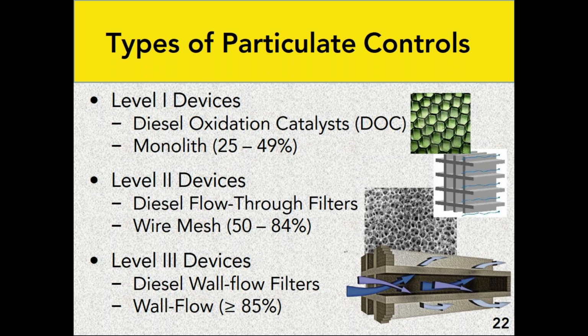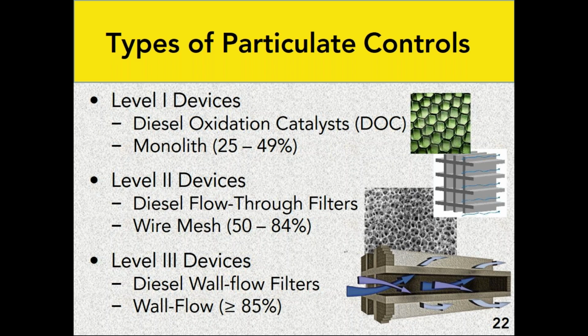So the level ones were the easiest, simplest first go at it. The reason we don't really use those so much anymore when it comes to diesel particulate matter is because of the level of control that they have. A level 1 diesel particulate filter is only capable of controlling somewhere between 25 and 49% of the soot coming from the engine. That's not enough. We need to have more control than that.